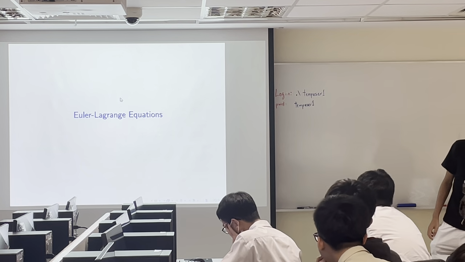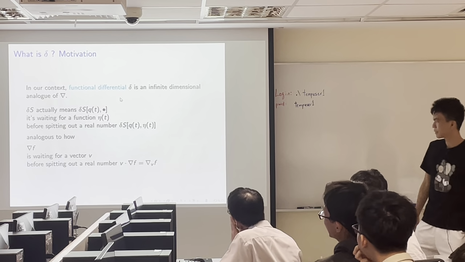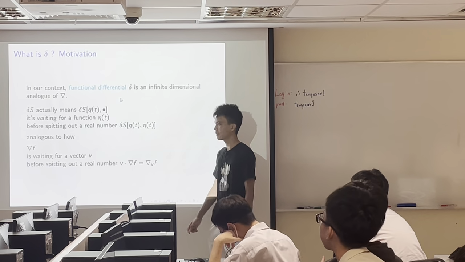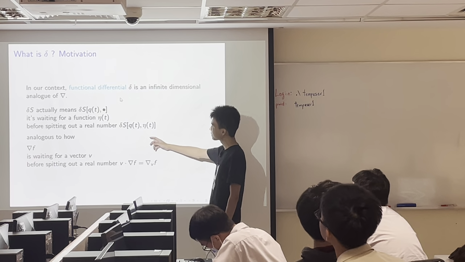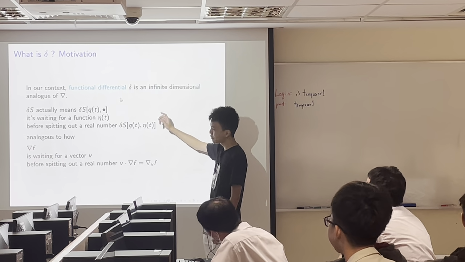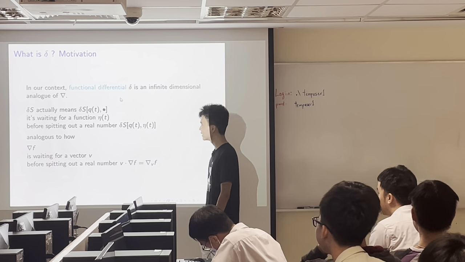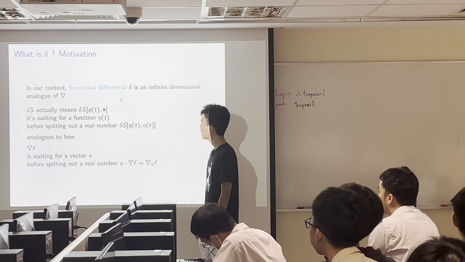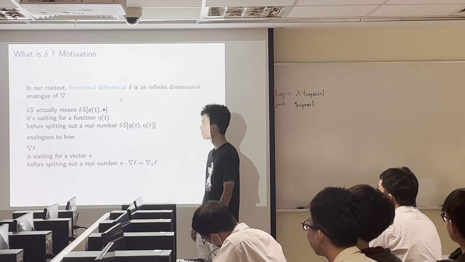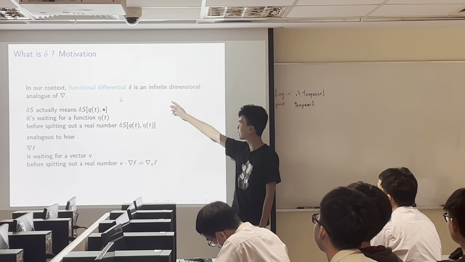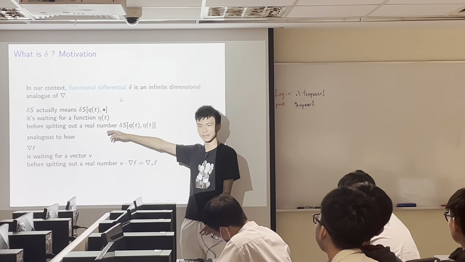Okay, so anyway, talking about the derivation of the Euler-Lagrange equation, we come back to functional calculus. So just now, all the math we talked about, now it's going to be used. So when we write delta of S is equal to 0, what is the delta? The delta is actually known as a functional differential. And in this talk, I hope to convince you that the functional differential is an infinite dimensional analog of your gradient operator. Right?